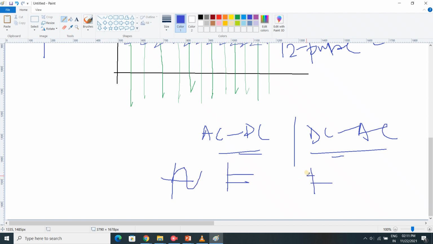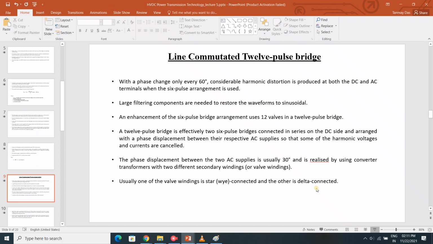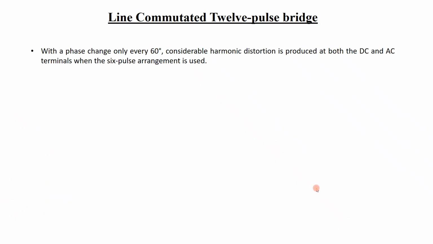So this is used for AC to DC, but for DC to AC, when we are doing the inversion, we are inverting back to AC. In that case also, if harmonics are there, then we will not get the smooth curve. The resultant curve will be like this, and that is also not desirable. So the harmonics are a threat in the case of a 6 pulse bridge also. So large filtering components are needed to restore the waveforms to sinusoidal.